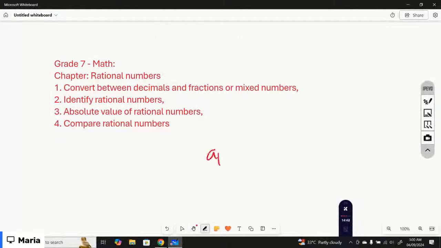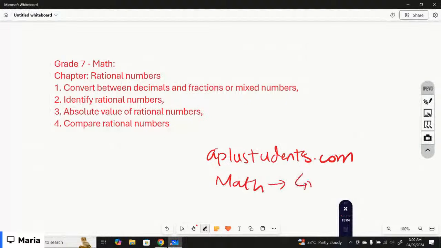You can find all the lessons on aplusstudents.com. You have to log in there using your email address and password as provided by the administrator. Then you have to select math from the subject tab. Scroll down to grade 7 math and then click on view all lessons. There you can find a list of the chapters. We're going to start with the chapter rational numbers.